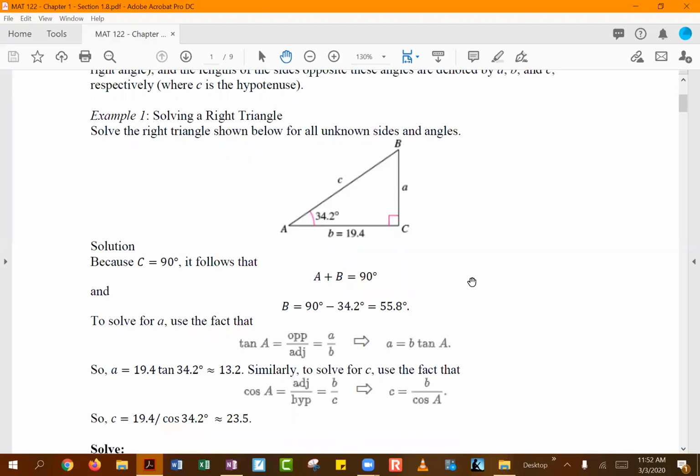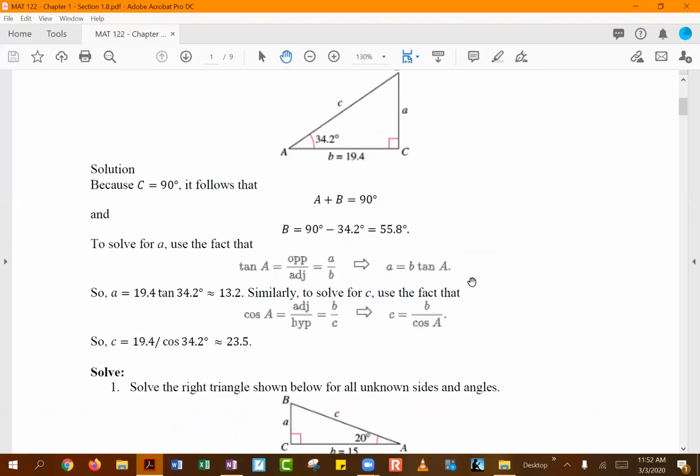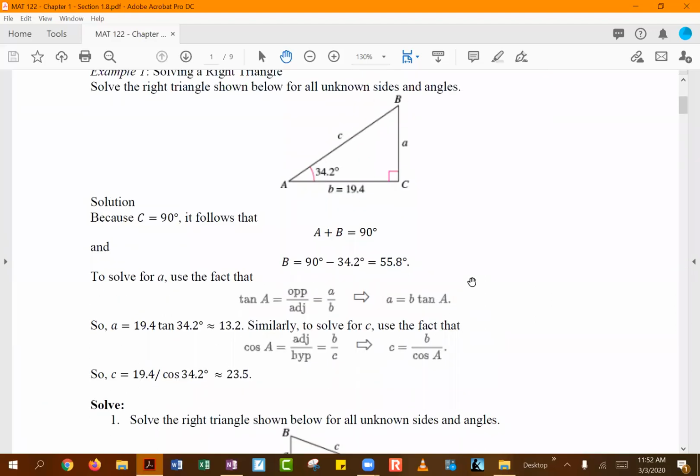Because what's the total of the three angles in the triangle? 180. 180, right. So if your corner angle here is 90, then the remaining two add up to 90. So you're literally just taking 90 minus the given angle A to come up with angle B, which in this case comes out to be 55.8. Now, as far as finding the sides A and C, they're giving us side B as 19.4 units. So you can actually use, again, your trig functions to find those missing sides.